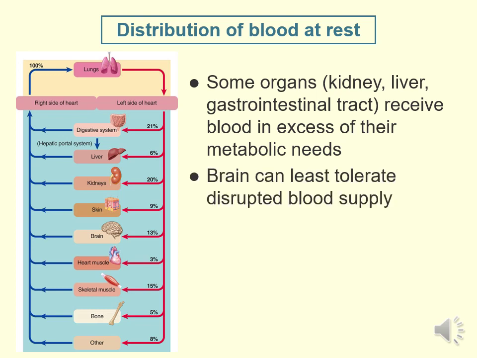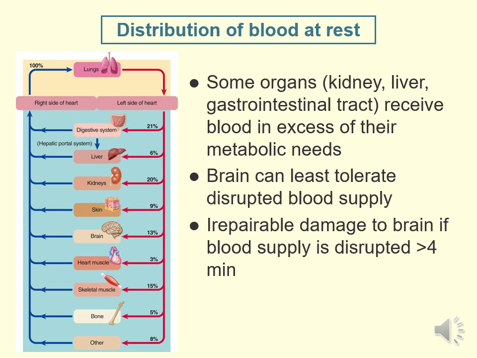The brain is the organ which can least tolerate a disrupted blood supply. So it's extremely important that the blood supply to the brain is maintained at all times. If the blood supply to the brain is cut off for a few seconds, someone will pass out, they'll faint. If it's cut off for several minutes, this can cause irreparable damage to the neurons in the brain.